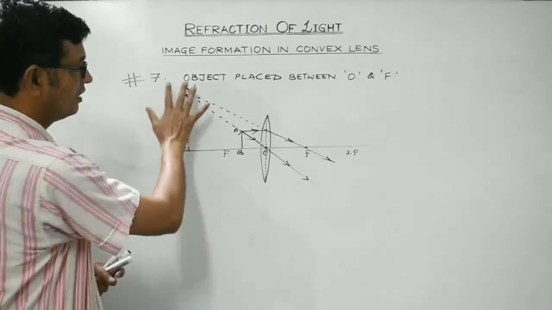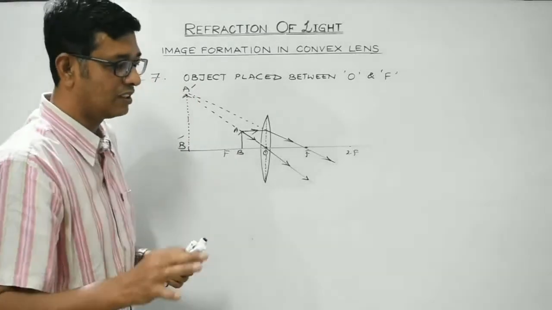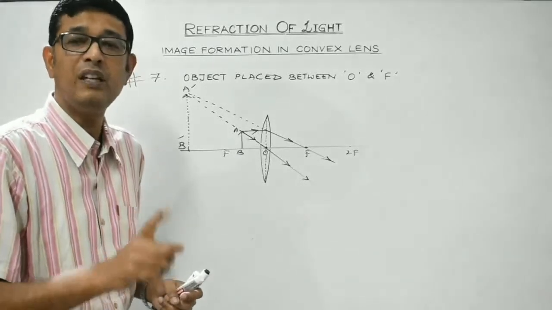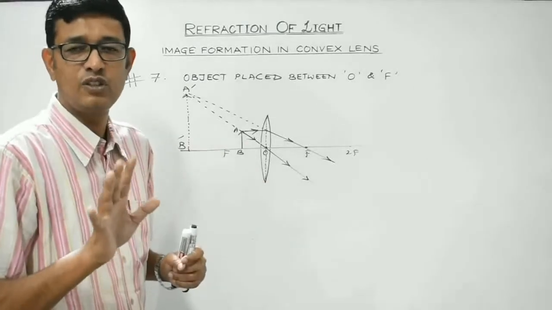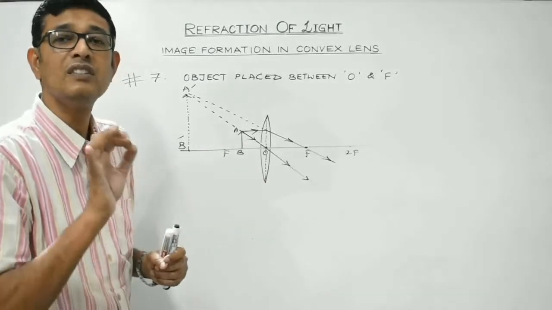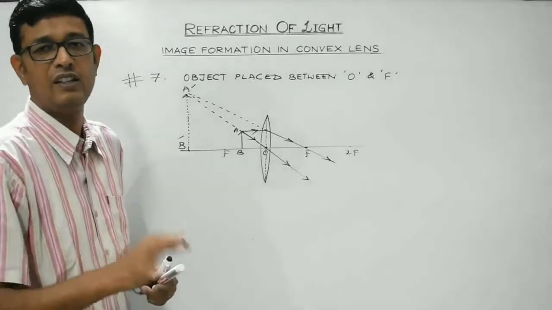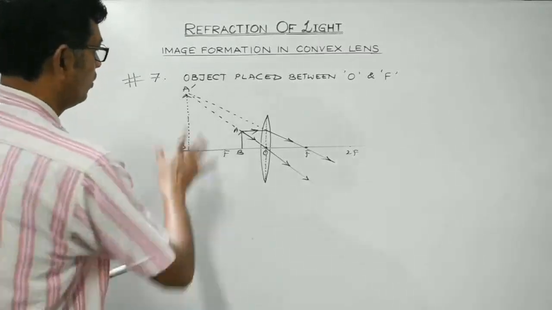So accordingly, this is the case when the object is placed between the optical center and the focus, that the nature of the image obtained would be virtual. For all the other cases, the nature of the image obtained is always real. This is the only exceptional case. This is the only case where the nature of the image obtained is virtual. Right? So this is it.